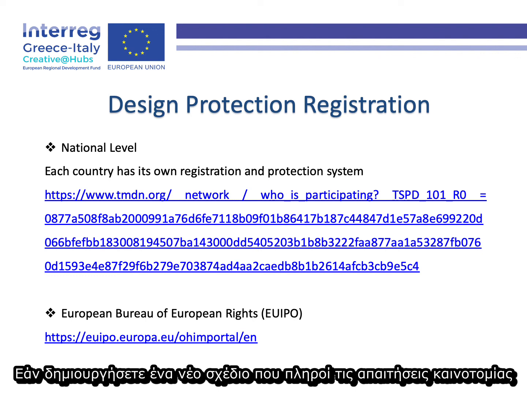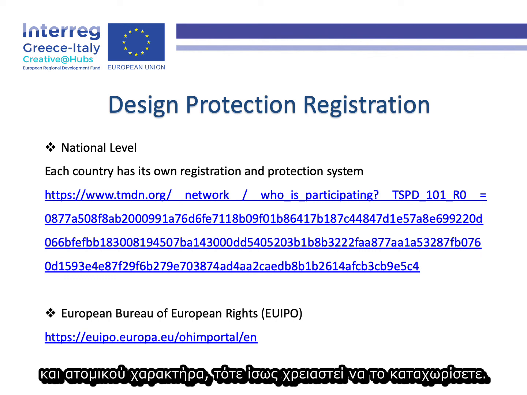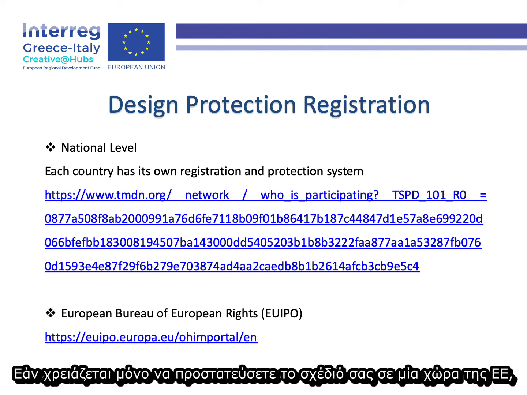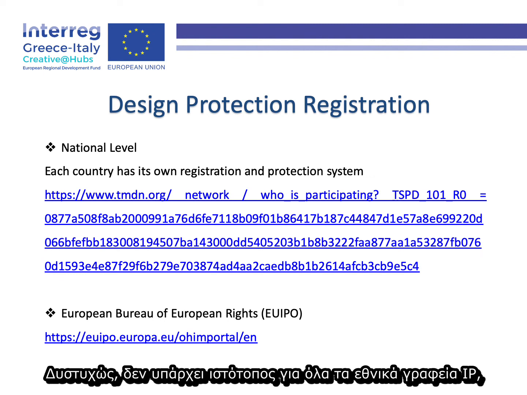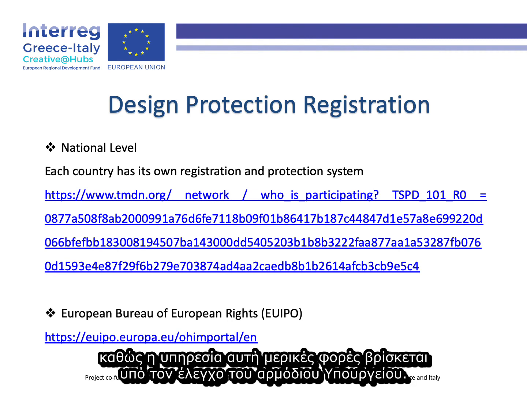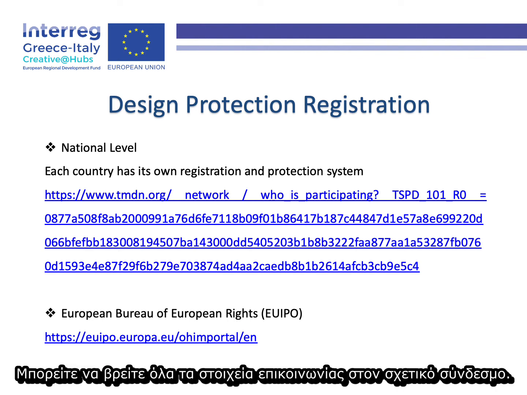If you create a new design which meets the requirements of novelty and individual character, then you may need to register it. If you only need to protect your design in one EU country, you should register the design at the relevant national IP office. Unfortunately, there is not a website for all the national IP offices, since this service sometimes is under the control of the relevant ministry. You can find all the contact details in the relevant link.